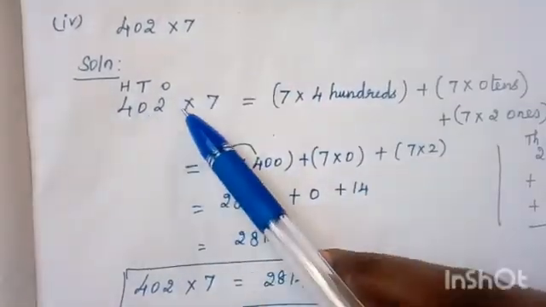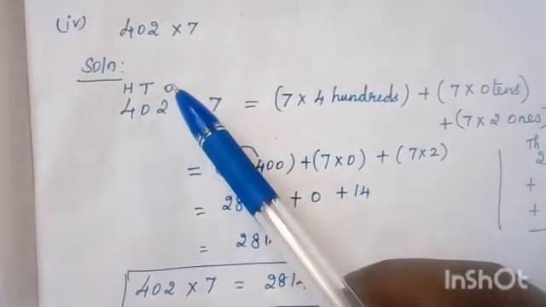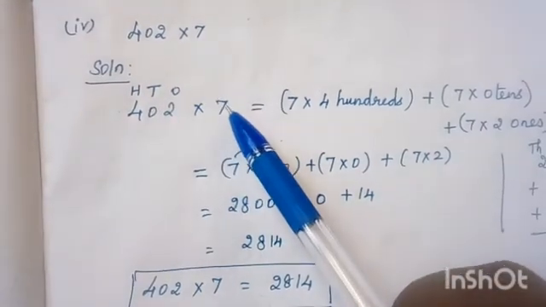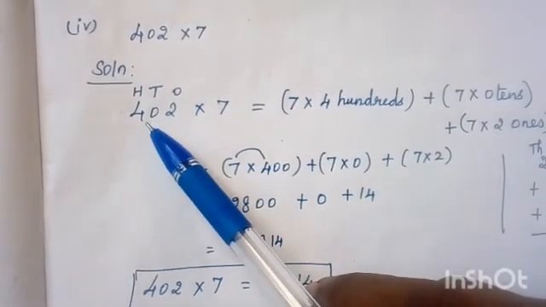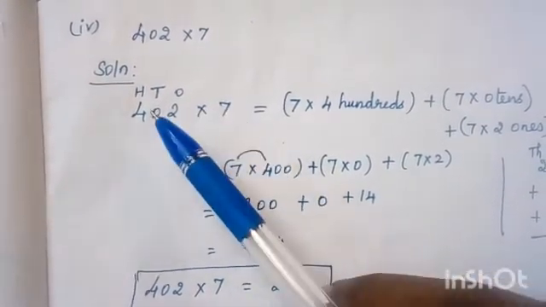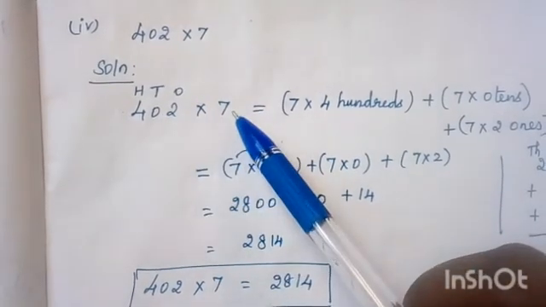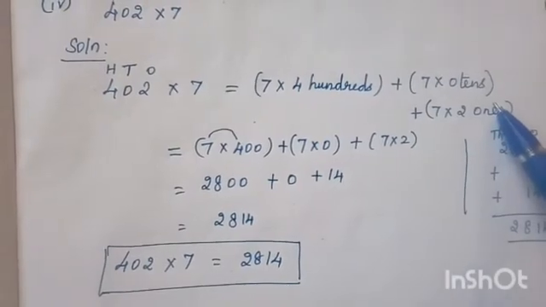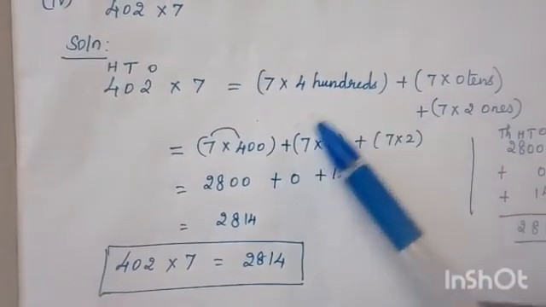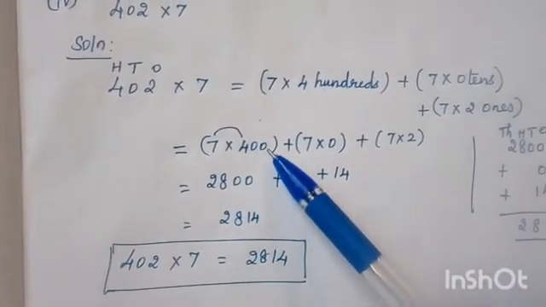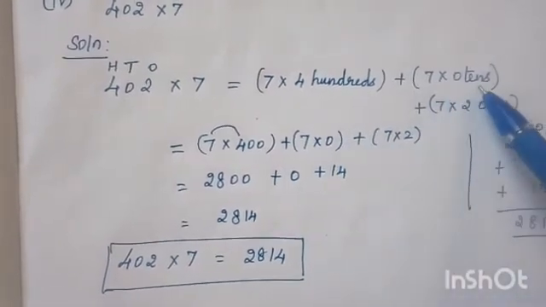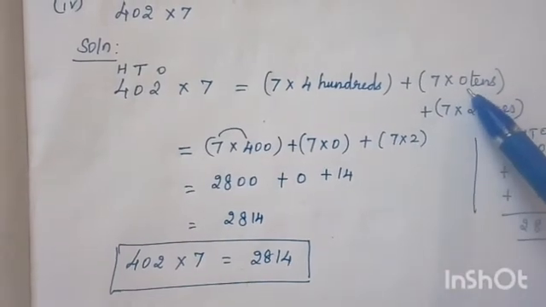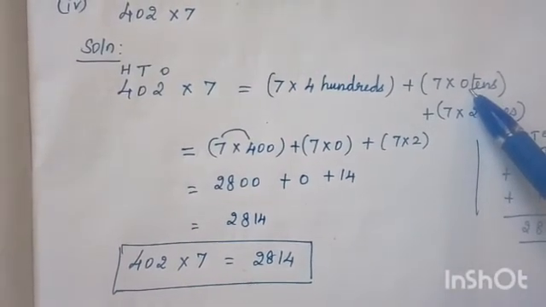Now the fourth problem, 402 multiplied by 7. The same way, 402 into 7. First denote the place values: ones, tens, hundreds. So 7 into 400, 7 into 0 tens, 7 into 2 ones. First you write it in expanded form. Now 400 means 7 into 400. 7 into 0 tens is 0. Any number multiplied by 0 gives 0.